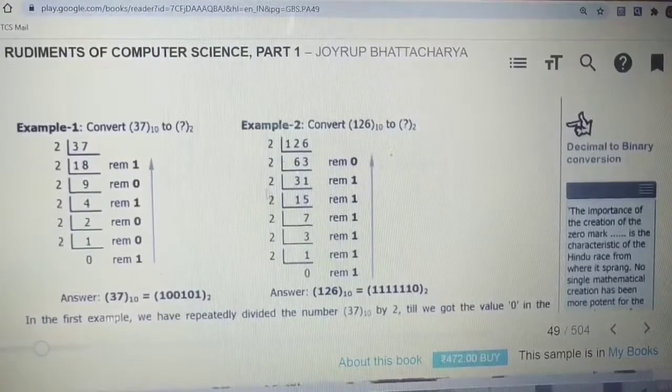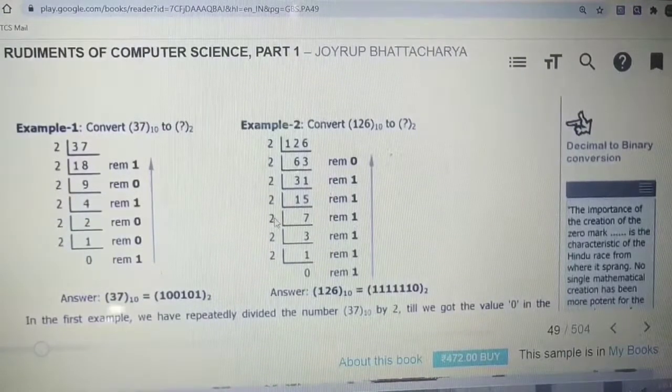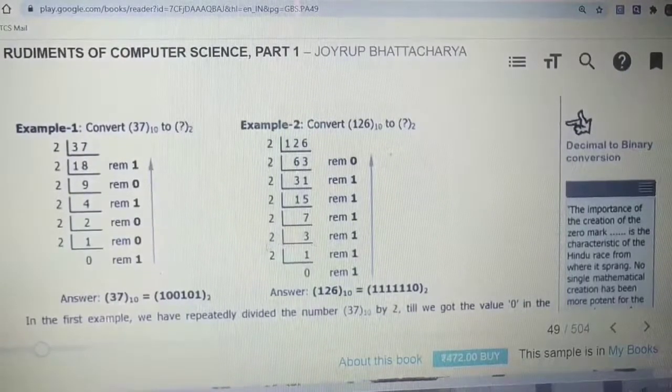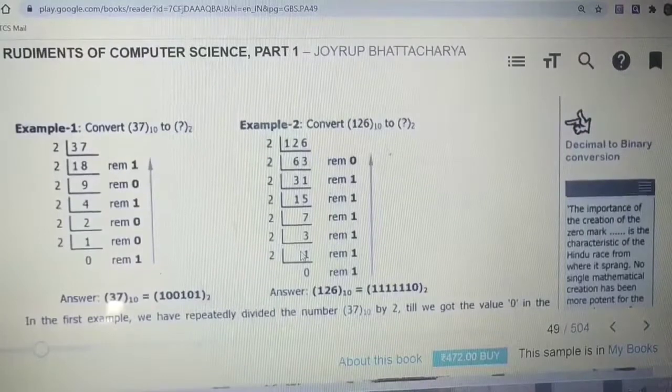Again we are dividing 31 by 2. So quotient is 15 and remainder is 1. Again we are dividing 15 by 2. So quotient is 7, remainder is 1. Again we are dividing 7 by 2. So 3 2s are 6, quotient is 3 and remainder is 1. Again we are dividing 3 by 2. So quotient is 1 and remainder is also 1. Again quotient is 1, we have to divide, because we have to continue till 0. So if we divide 1 by 2, quotient is 0 and remainder is 1.